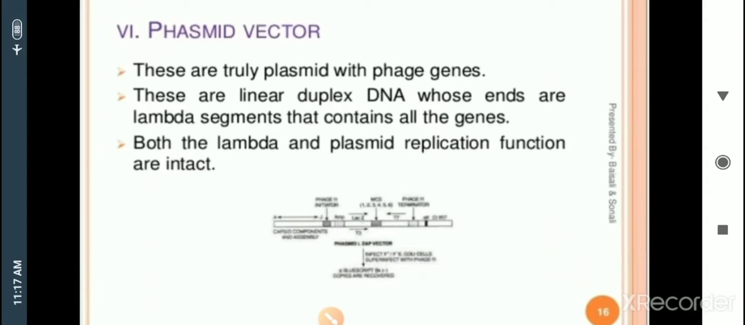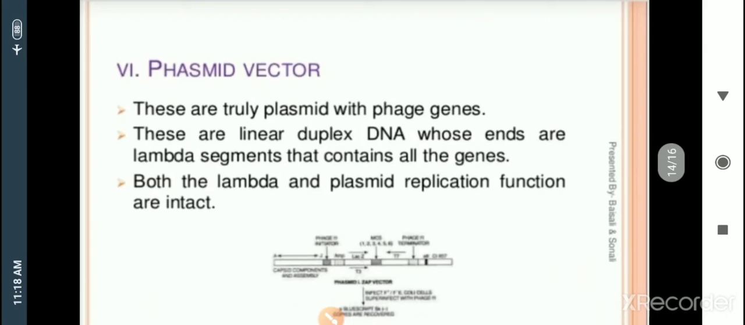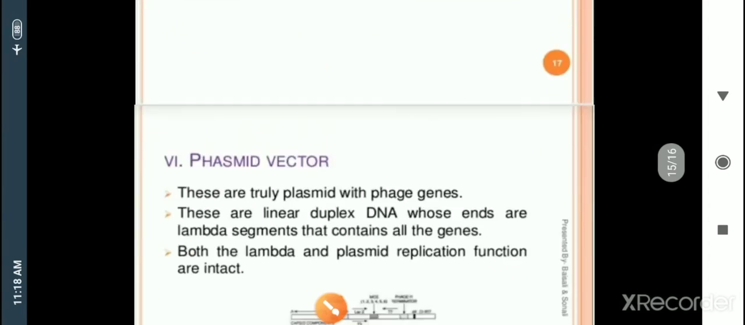It is also like a combination of plasmid and phage, in the sense that it is like a truly plasmid with phage genes. Okay, it is a plasmid but it carries the bacteriophage genes. So it is a hybrid type of vector, and it also shows the lambda segments which consist of genes. If lambda is present, it is automatically a bacteriophage type of vector, or phage type of vector.